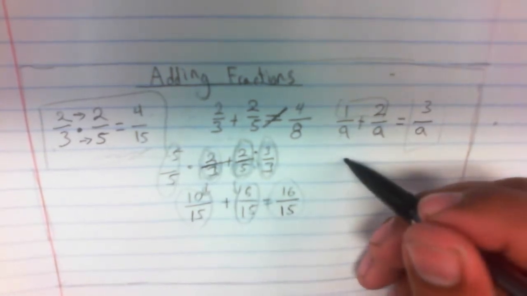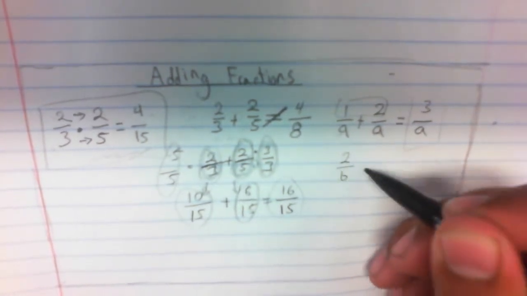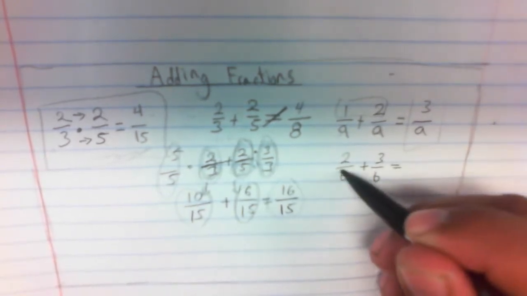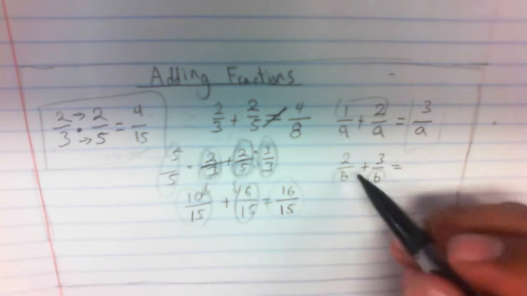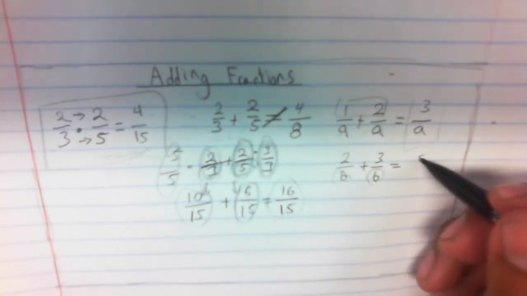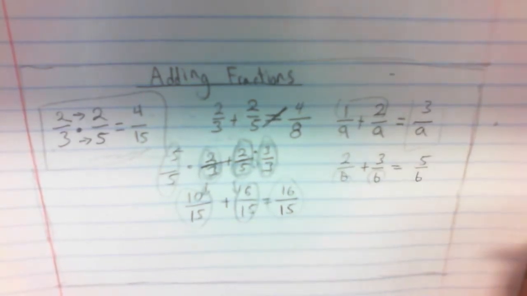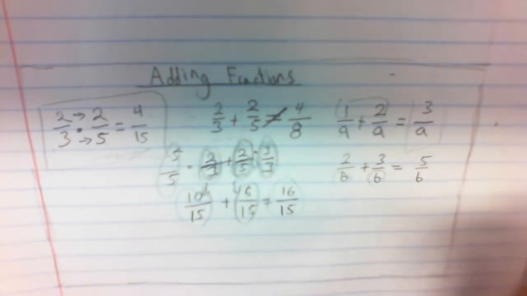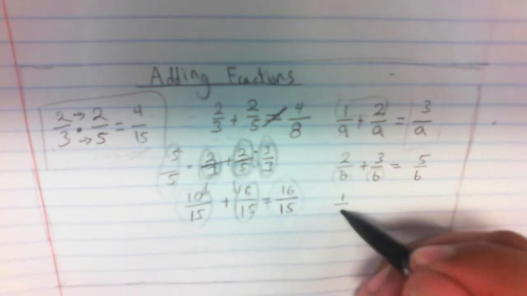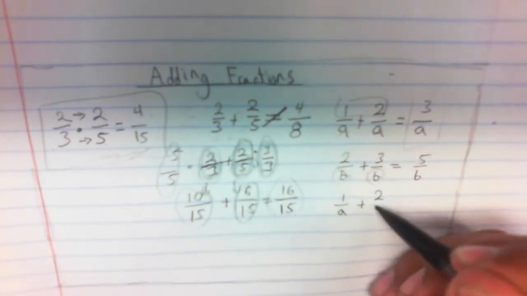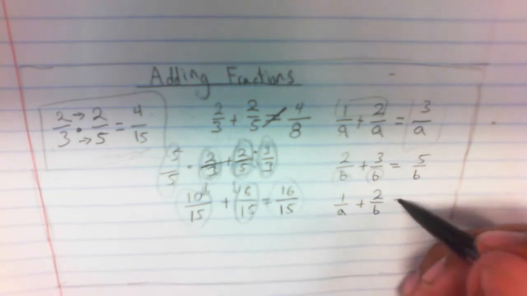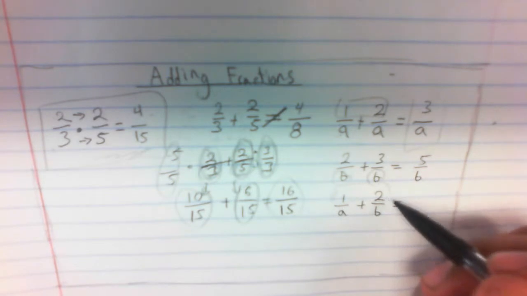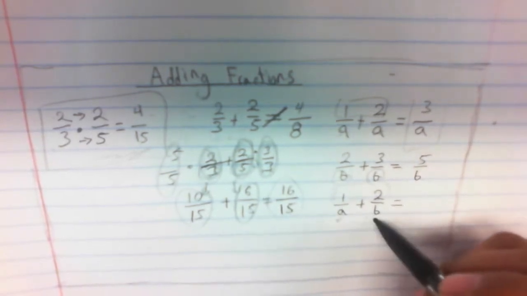So similarly, if I had 2 over, let's say, b, and I want to add this to, let's say, 3 over b, well, now I have the same denominator of b, so I can say 2 plus 3 will give me 5 over b, right? Because my final answer will have a denominator of b. Now the problem comes when you have, let's say, 1 over a, and we want to add 2 over b. Well, you can no longer add these two just by adding the numerators, because they have different denominators, right?